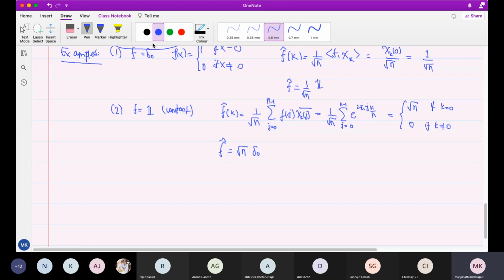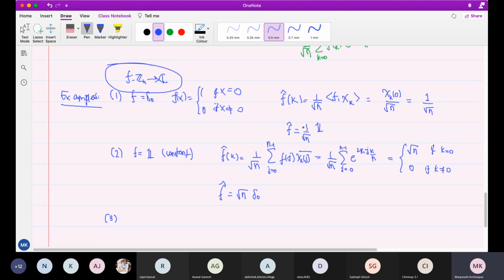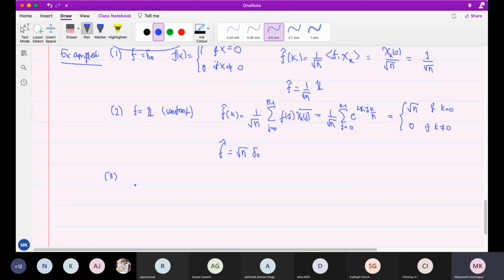Okay, so let's do one more example, maybe. One thing you see is that when f is the delta function, f hat is the constant function, and when f is the constant function, f hat is the delta function, well, with some scaling. This is actually some model that we will see here, but let me just go a little more. Let me do one more example.